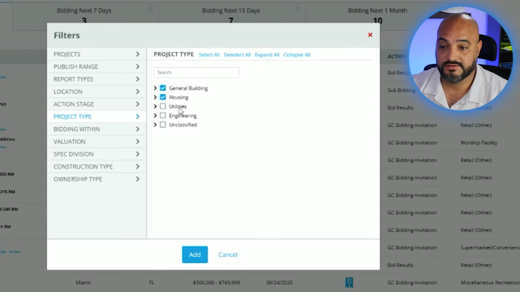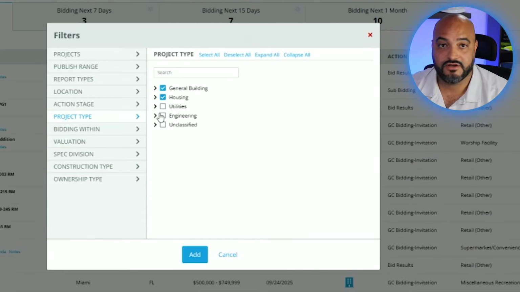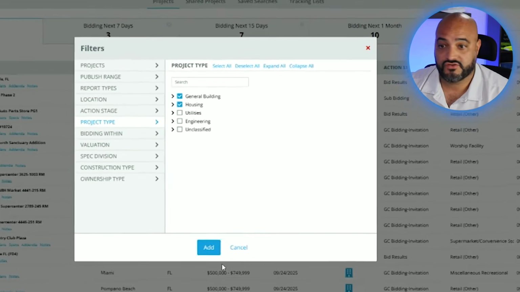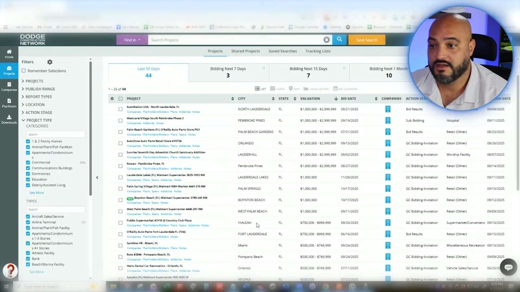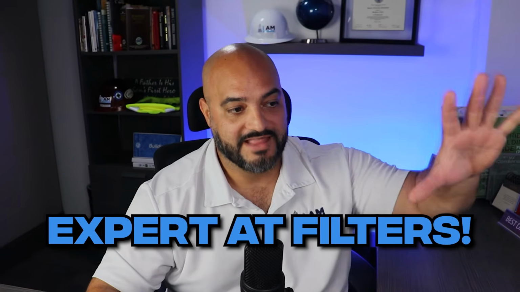But I make sure I uncheck utilities, engineering, unclassified. I uncheck these because if not, you're gonna get all that DOT stuff. If that's the type of stuff that you do, leave the boxes checked. But if you're a GC, a subcontractor, you're doing building construction, remodeling, renovation work, you're not gonna care about an underground utilities type of thing. All right, so now you're an expert at the filters.